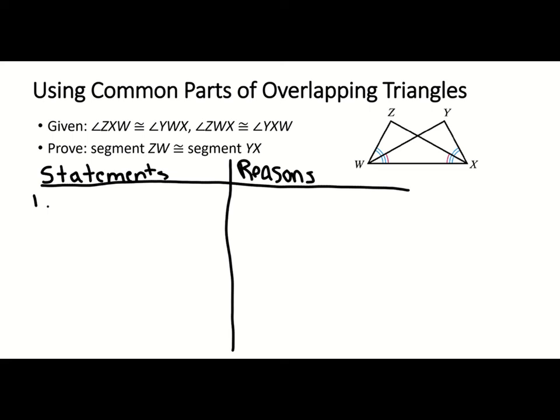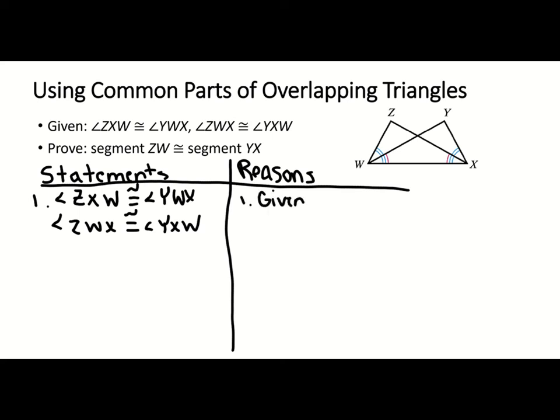And here, again, we know that angle ZXW is congruent to angle YWX. And then also, because there are two angles congruent, I'm going to put this one in here too. Angle ZWX is congruent to angle YXW.